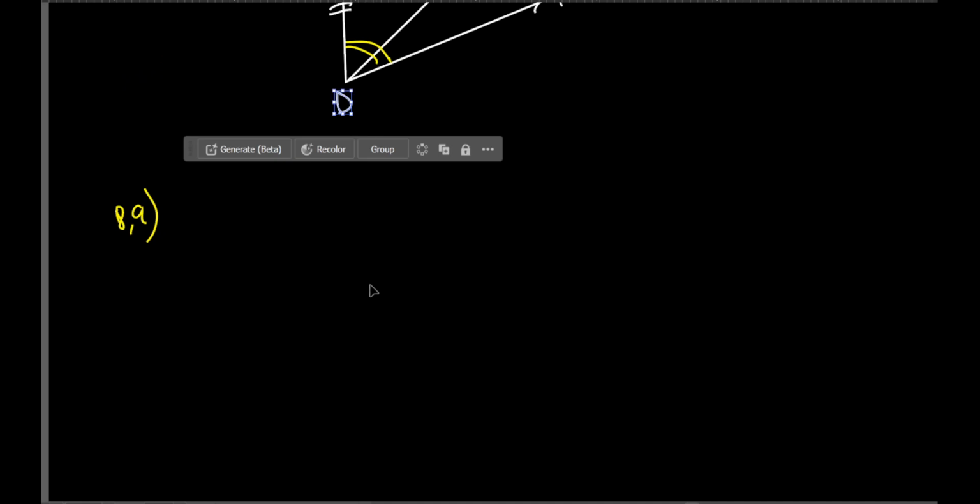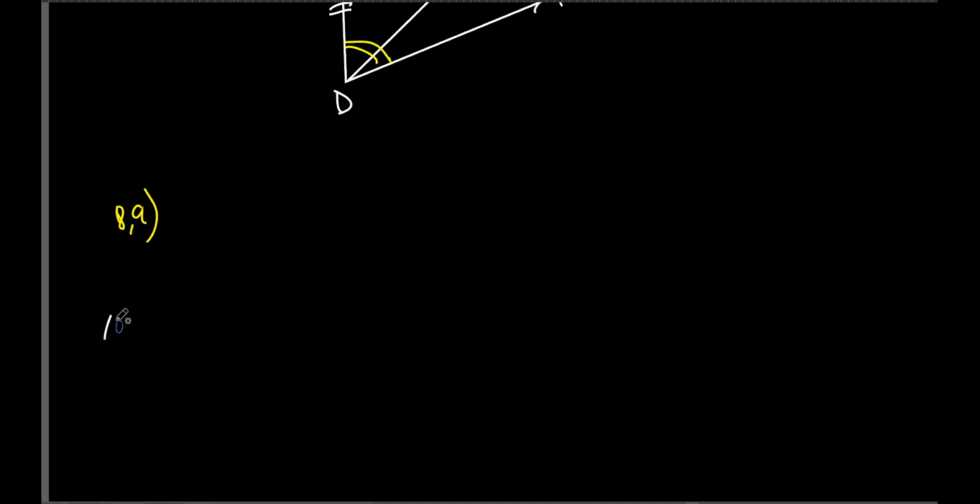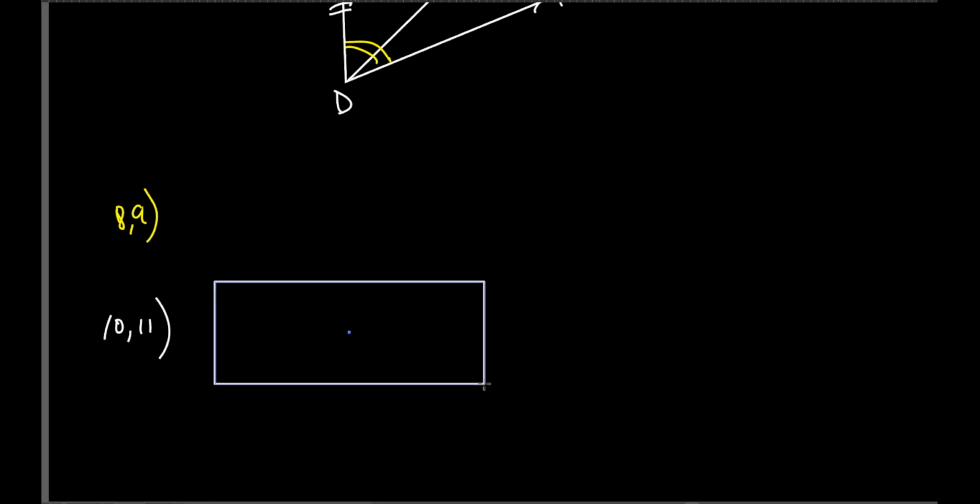Let's turn this back into white. So let's talk about numbers 10 and 11, which are the same picture. And it's a rectangle, and we've kind of discussed that already. Oops, I don't want that. I want this. There we go.